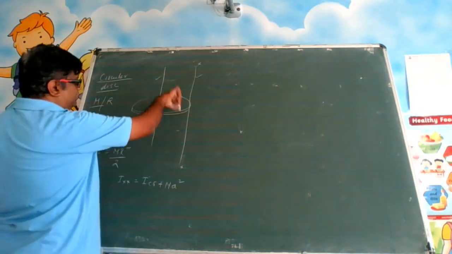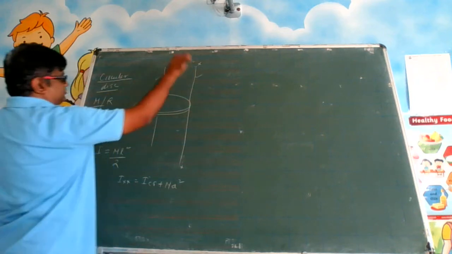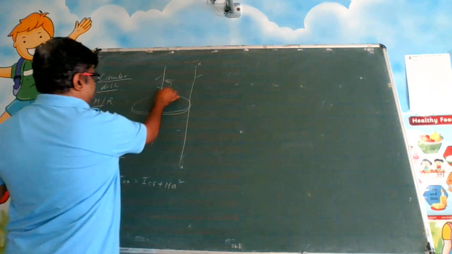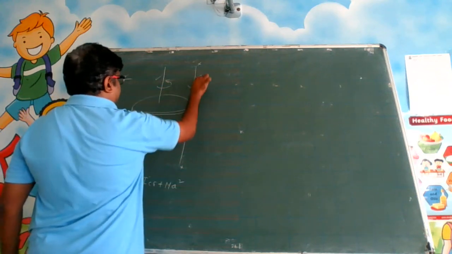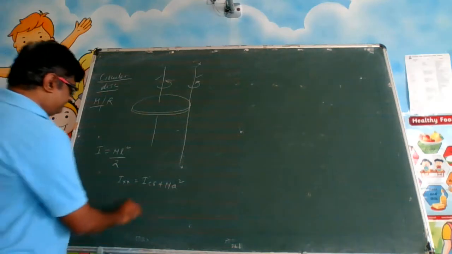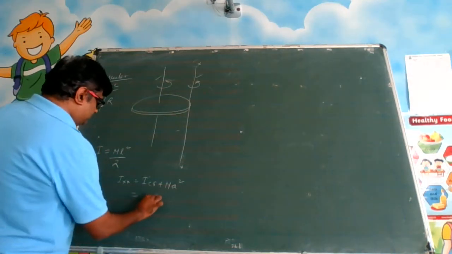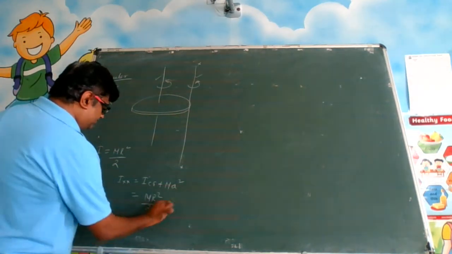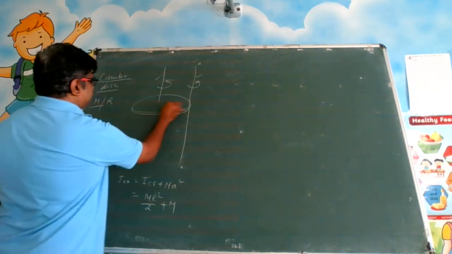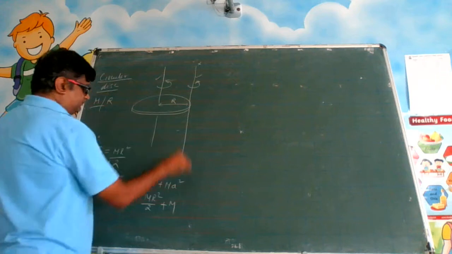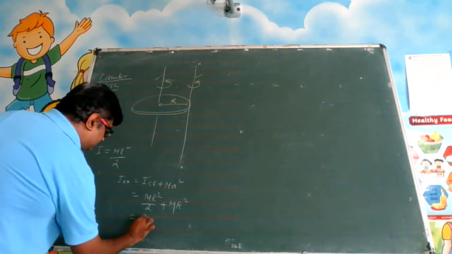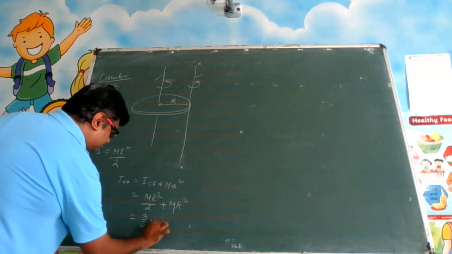See how you are going to rotate this. You are going to rotate this disc like this. So instead of rotating here, if I want to rotate about this axis, you are finding out what is the I value. Simple. So ICG is how much? mr squared by 2 plus m into distance squared. What is this distance? This is r only. So this will be mr squared. So what is the answer? 3 by 2 mr squared.